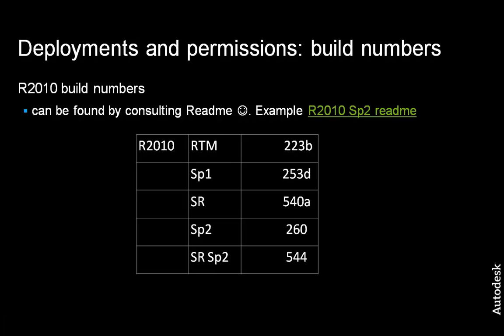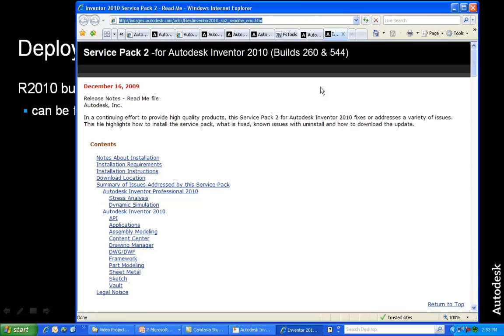You might ask, where can I find this information if I hadn't seen your presentation? Well, you can kind of deduce this information from the README file. I'm showing you here the Service Pack 2 README file, and you see at the beginning of the README file we show the build numbers most of the time, not always.